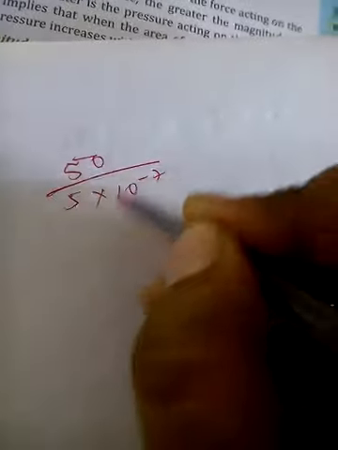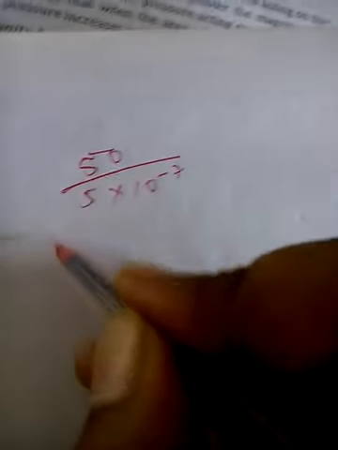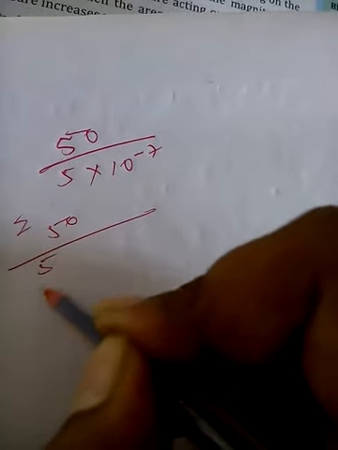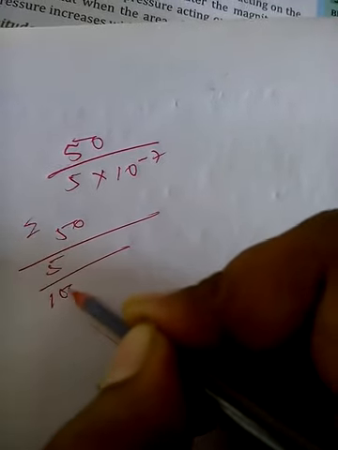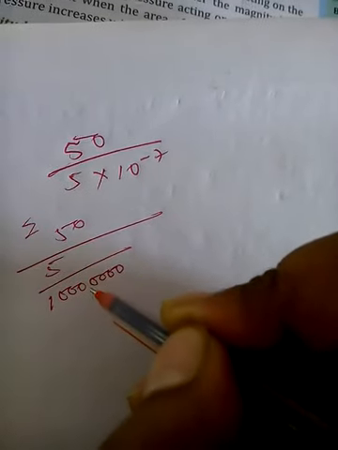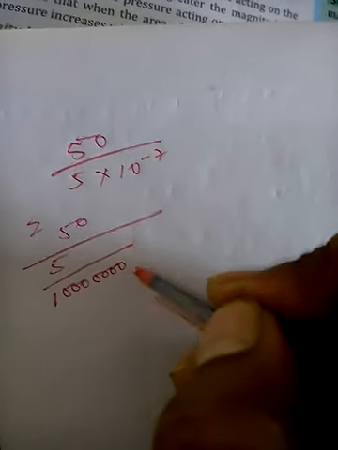so that you don't have any difficulties in solving. See, we are writing 50 by 5 into 10 to the power minus 7. So already I told you what 10 to the power minus 7 means, or else you can write 50 divided by 5 by 1, 2, 3, 4, 5, 6, 7. Now is it looking very convenient? No. It's looking very untidy, right?